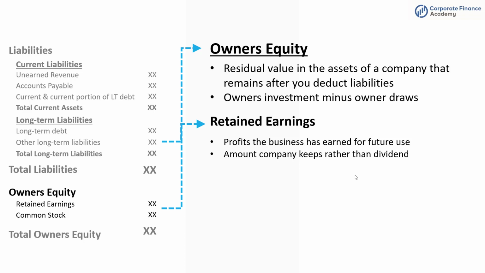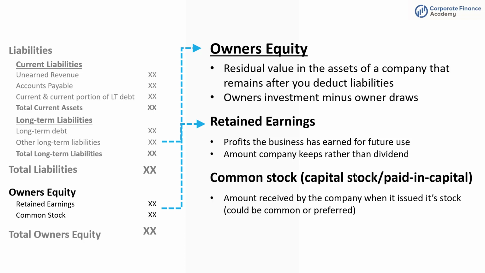So when a company has net income in a year, there's going to be an element perhaps that they pay out to the owners or stockholders, and then there's going to be the piece of it which they keep. And that piece that they keep, rather than dividend out, is your retained earnings. Then you have common stock. Also, you'll see this labeled sometimes as capital stock or paid-in capital. But this is the amount received by the company when it issued its stock. So common or preferred stock, you can see either one of those on the balance sheet.